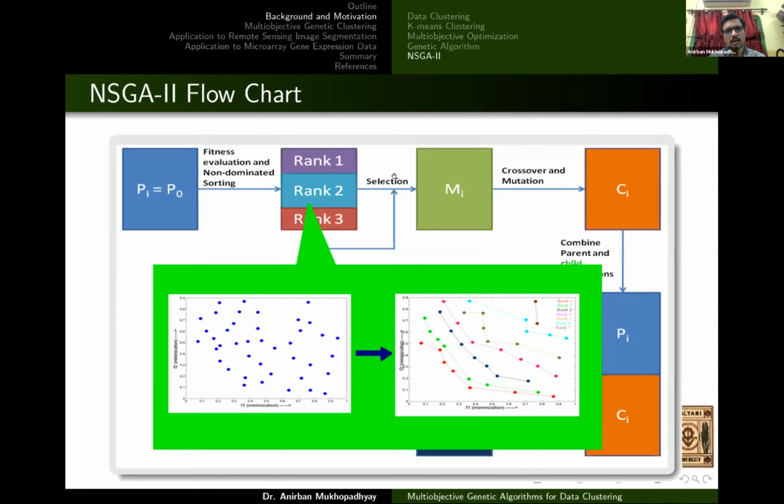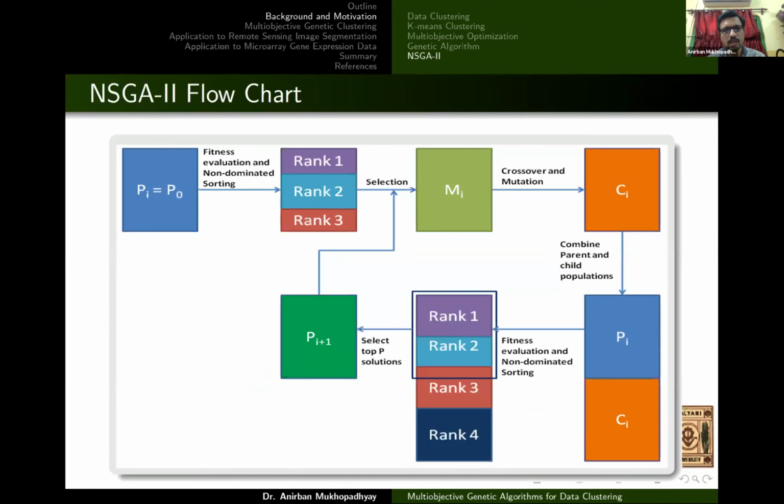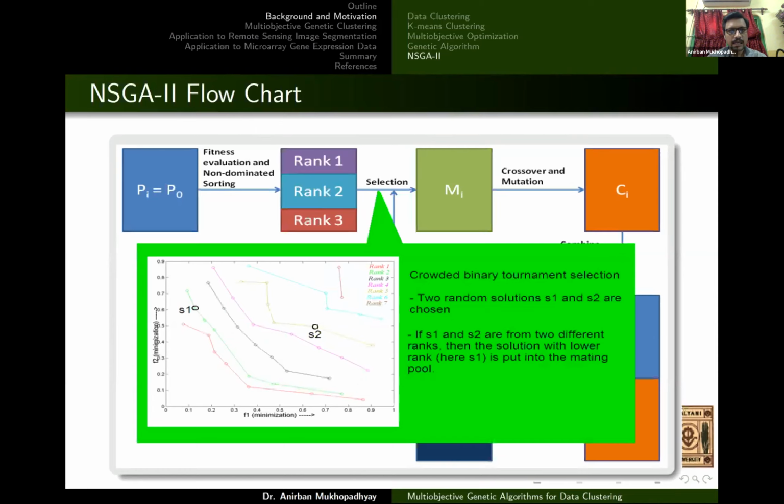Once this is done, we perform the selection. This is called the crowded binary tournament selection. Here, in this tournament selection, we randomly pick two solutions. If these two solutions come from different ranks, like S1 from rank 2 and S2 from rank 5, it is easy to compare because we know that S1 is a better solution than S2, and we select S1 to put in the mating pool.